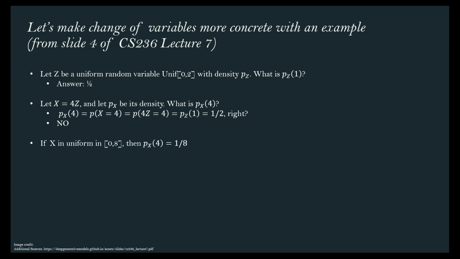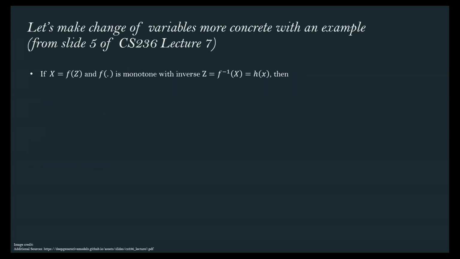If x is uniform on 0 to 8, then p_x of 4 must be 1/8. So what went wrong? What happened? Just use the derivative there, right? Well, we need to use the derivative, therefore it's 1/4 and multiply the half by that. Right. Yep. We didn't do the change of variables. Therefore 1/8. Right. Yep. Bingo.